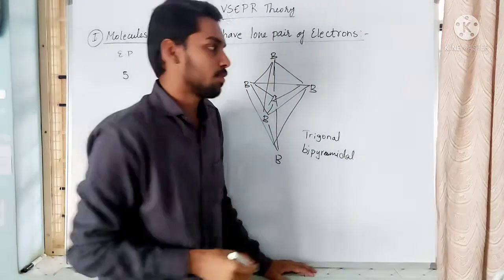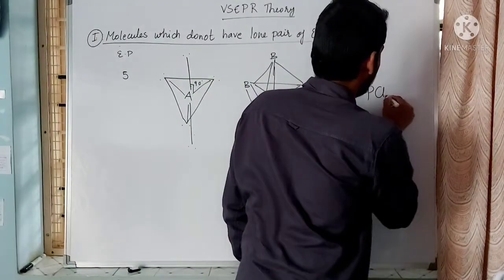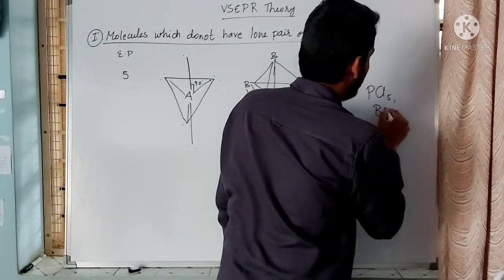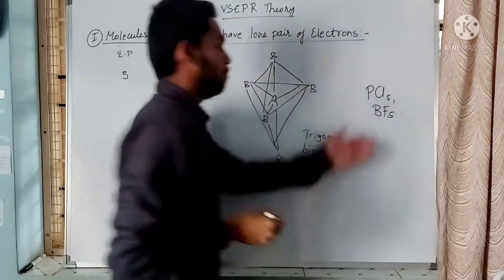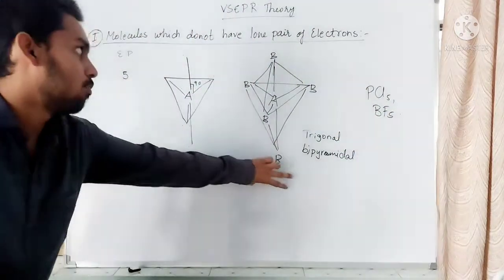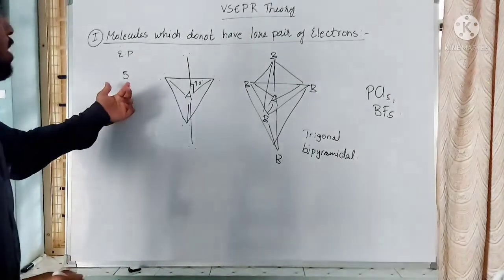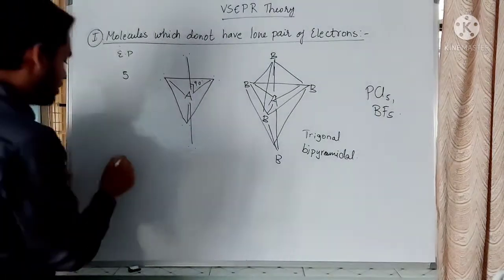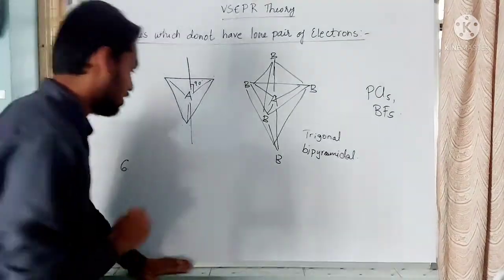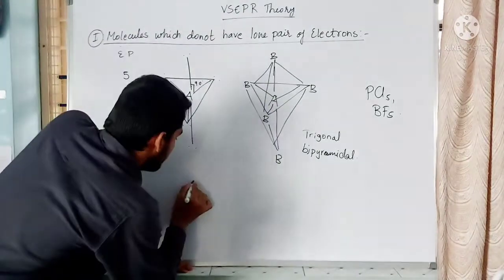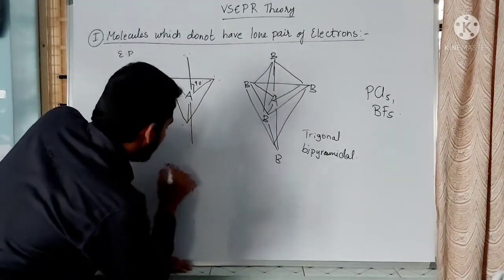Example for this: PCl5, phosphorus pentachloride, or BF5, boron pentafluoride. So these are the molecular geometries for the electron pairs which are 5 in number. Now it is the 6. This is the last one. So if there are 6 electron pairs, here is the central atom.